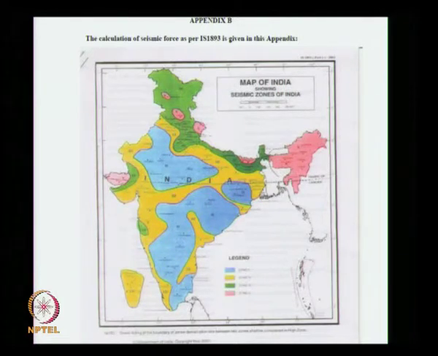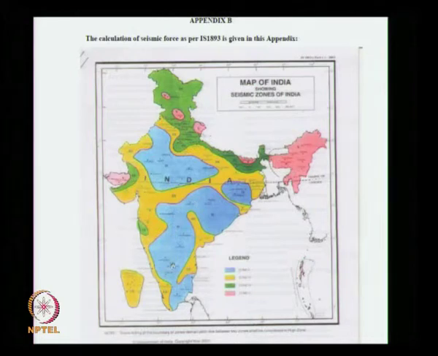So you have an earlier figure in 1893. I will show it towards the end of my PowerPoint presentation. There we have zone 1, zone 2, zone 3, zone 4, zone 5. India was divided into 5 zones, but now India is divided into only 4 zones: zone 2, zone 3, zone 4 and zone 5. You can compare and see that most of the places are upgraded to one zone above.